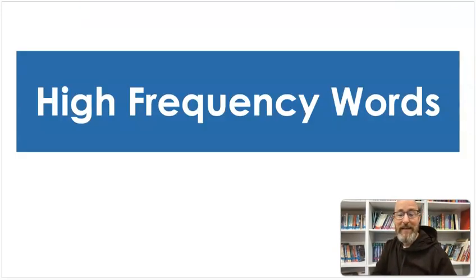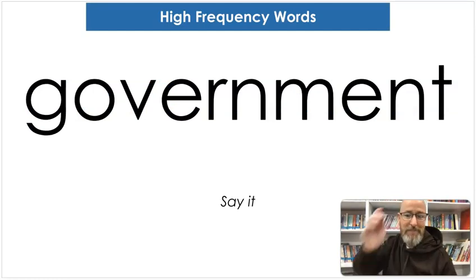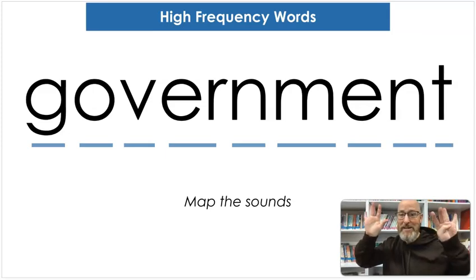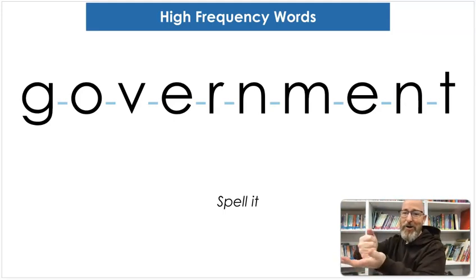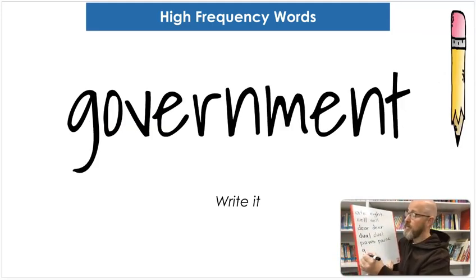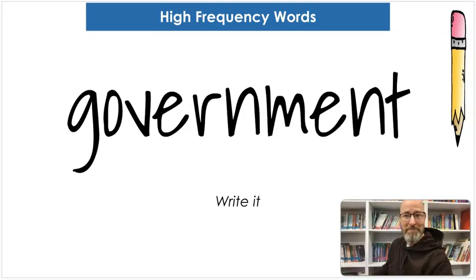P-A-U-S-E. Next, we have our high frequency words. This video is going fast today. I know you're thrilled. Next word is government. Say government. A big word for a big thing. Let's sound it out. Government. And let's spell it. G-O-V-E-R-N-M-E-N-T. And let's write it. Do you know all the branches of the government? I'm not going to tell you. See if you can figure it out.